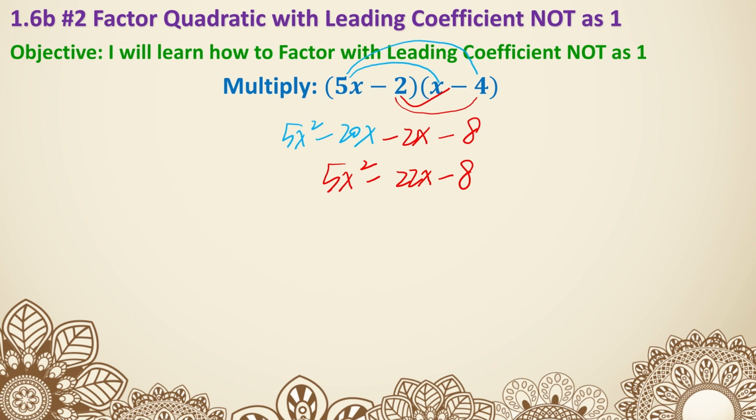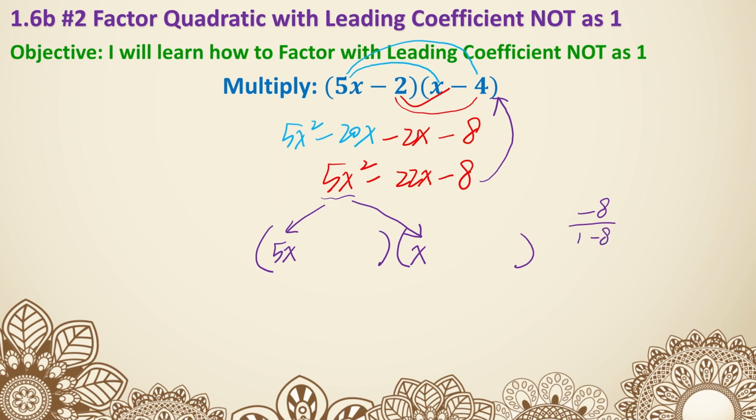So let's quickly think backwards. What if I give you this 5x squared minus 22x minus 8? I'm asking you to break them down into two parentheses. Something to start with: you see, it's a 5x squared, and there's only one way to break down a 5. One of them has to be a 5x, the other has to just be a 1x. That's the only way to break it down. As for negative 8, well, negative 8 has a few different ways. You can have a 1 and 8, or a 1 and negative 8, or negative 1 and 8, or 2 and negative 4, or negative 2 and 4.